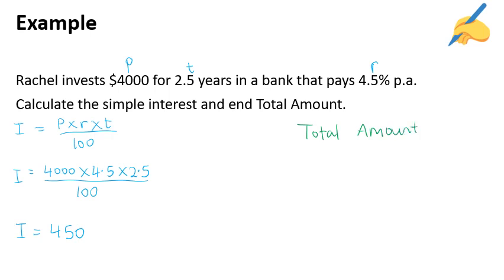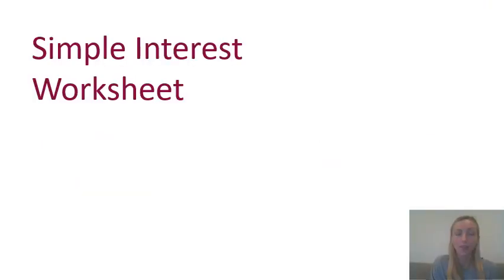So to work out the total amount, it's the principal plus the interest. So the principal, we've already labelled, that's the 4,000, and we've just worked out the interest is 450. So the total amount is 4,450. I would like you to complete the worksheet and submit it.